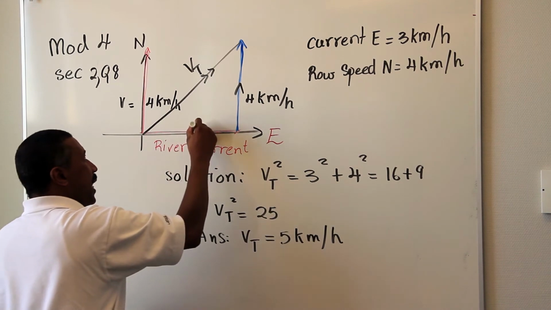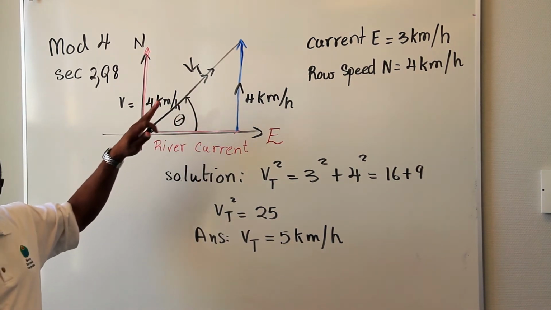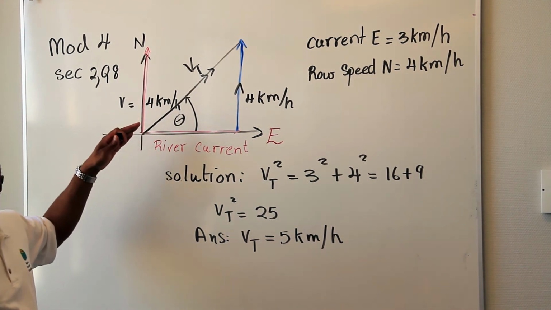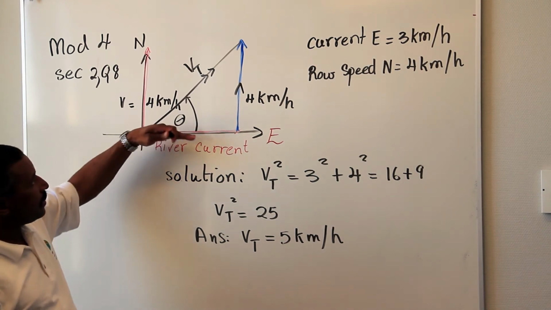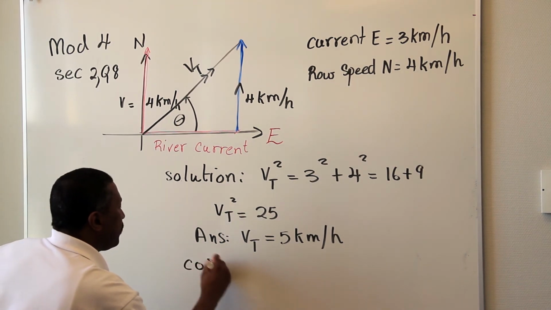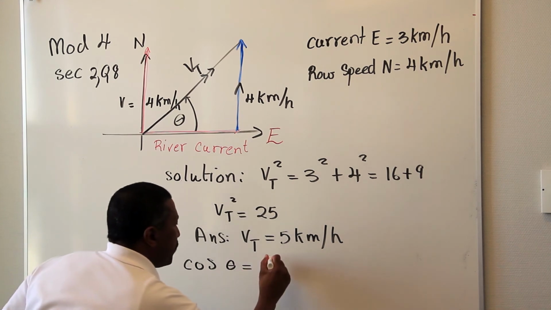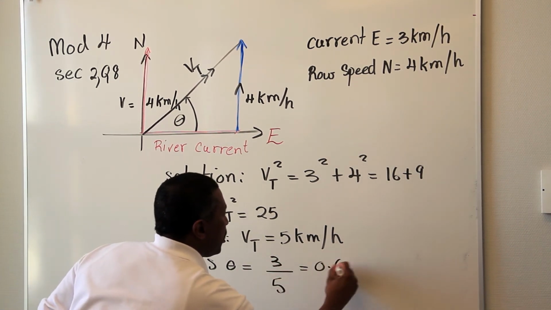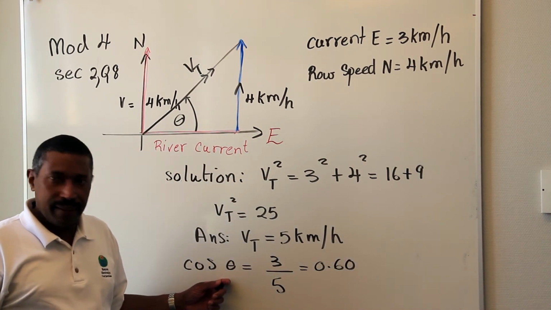And they also asked something else. They said, can you find the angle at which she's going to cross the river? Now, you should know your cosine rules. So cosine of this angle is the adjacent over the hypotenuse. So cosine of theta is the adjacent, which you know to be 3. The hypotenuse is 5, equal to 0.60. And can you calculate this angle theta?